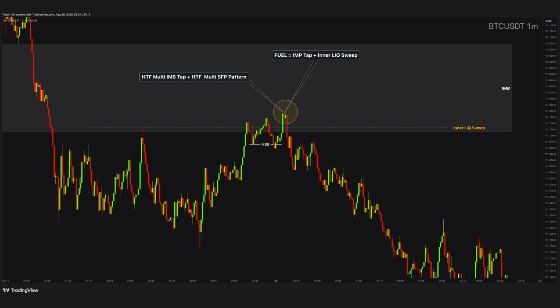As you can see in this chart, there is a market structure break on the 1 minute. You take the trade on the pullback. If you notice, this trade actually stops out. Look at it carefully. But there's nothing wrong with that.